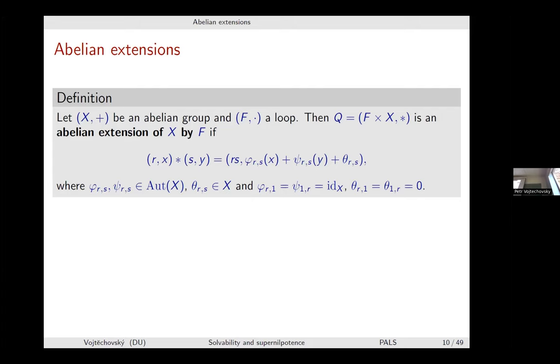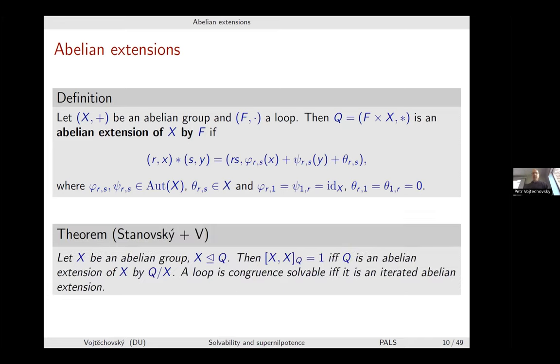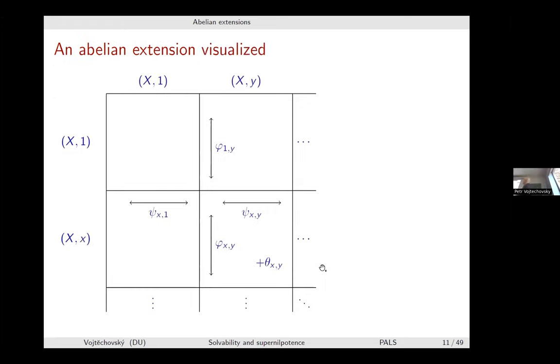If you have X an abelian group and F some loop on the direct product, you twist the second coordinate by some automorphisms, phi and psi, and you add something that we should think of as a cocycle. They have to satisfy no condition whatsoever except the normalizing condition. All that the last line says is that for the identity element, these automorphisms are trivial in a certain way, and the cocycle is trivial when one of the arguments is the identity. It's not hard to prove that X induces an abelian congruence if and only if it's an abelian extension of X by the factor, and that a loop is congruence solvable if and only if it's an iterated abelian extension. So let me show you a picture of this abelian extension, just visualizing what the previous slide said.